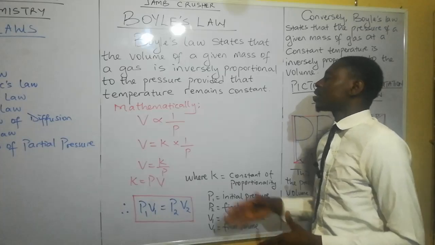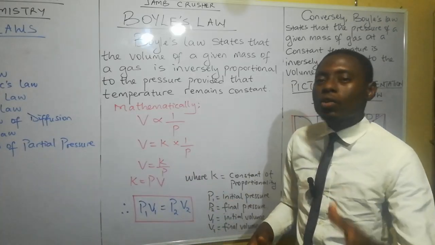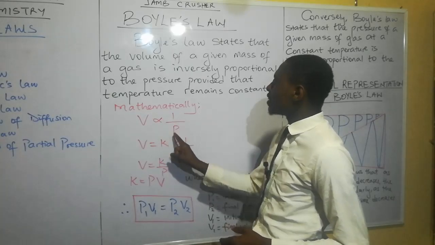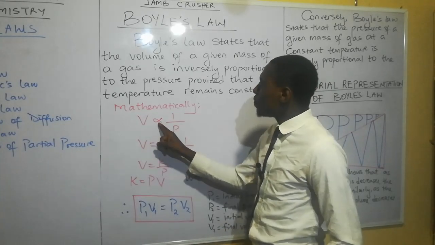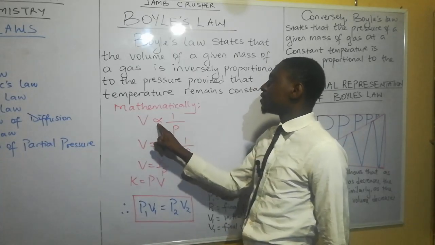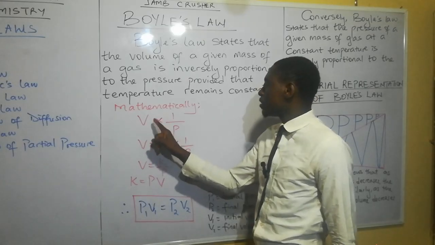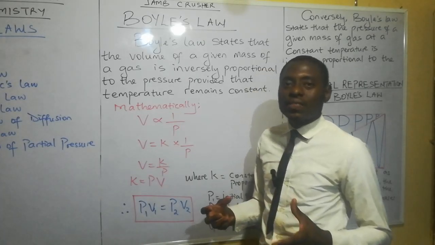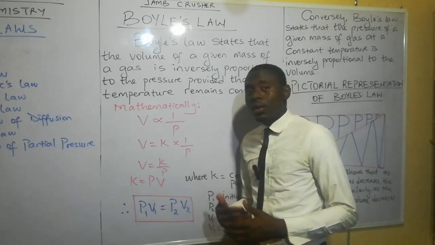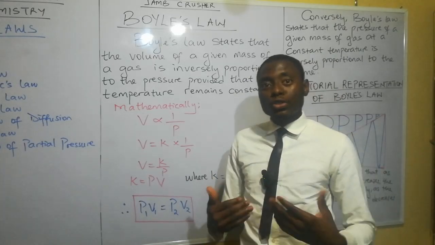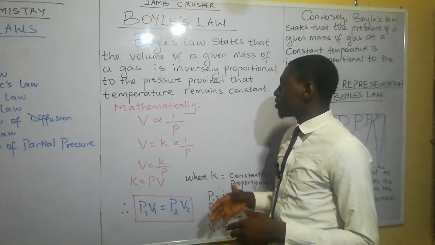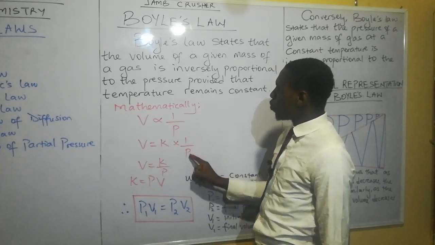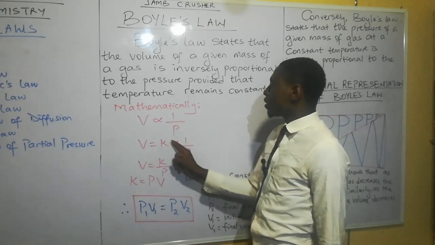Then mathematically, we can show a relationship between volume and pressure. Mathematically, V varies inversely as P. This is the symbol for inverse variation. It shows that we are dealing with inverse variation. Whenever you are dealing with variation, you have to introduce a constant. So, by introducing a constant, we have V is equal to K times 1 over P.